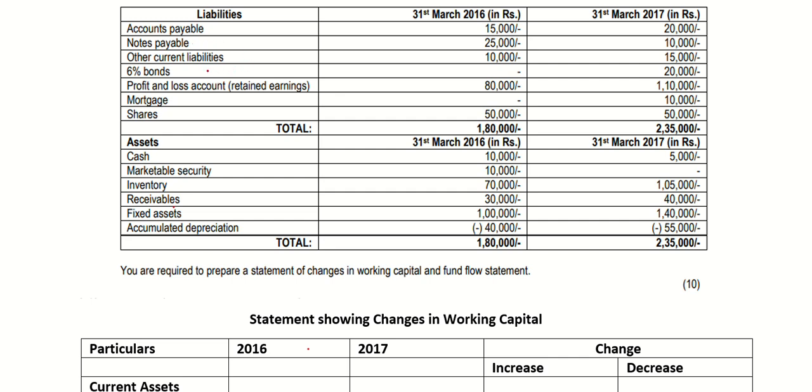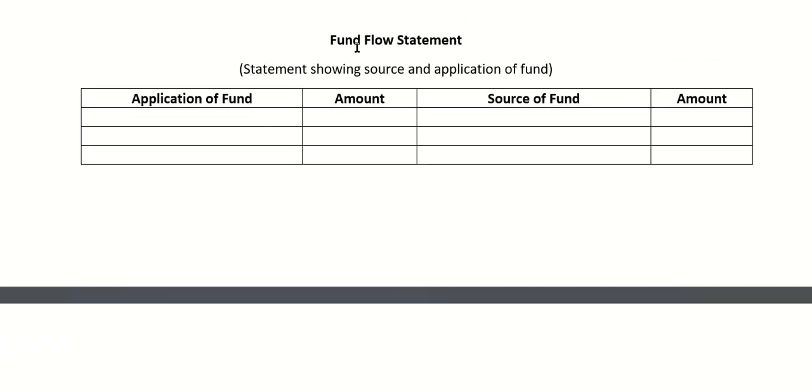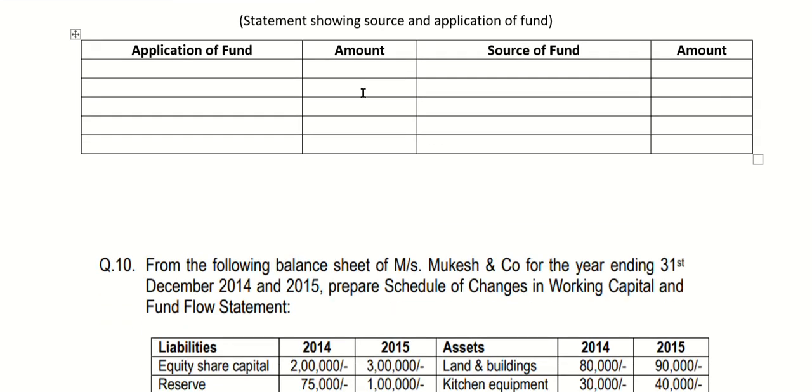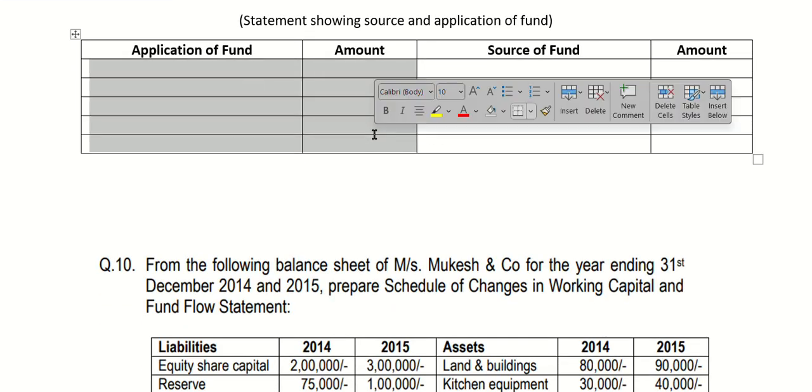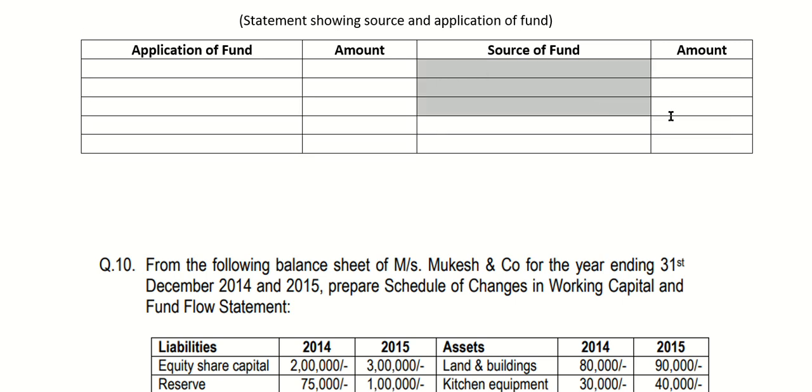Where from here, a 6 percentage point increase, so it is a fund flow. Okay, I needn't mark, I will just put it directly into the format. See, here we have the fund flow statement. We can put down the applications of fund here, the sources of fund here, and then take the total.